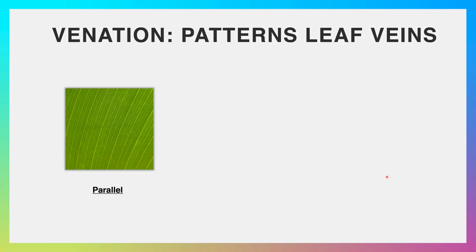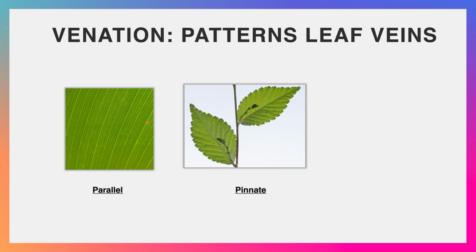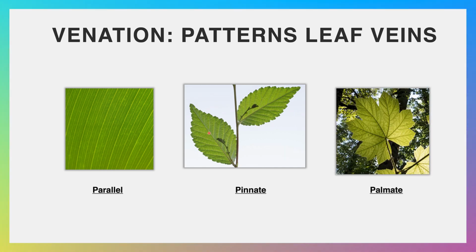So this is a parallel arrangement, and you can see that these veins are running beside each other in a parallel way. This is the pinnate pattern, where you have the central midrib and then branching veins that come off the midrib. And then this is the palmate, where you have several large veins that come out from a single point where the petiole attaches to the blade, and then from there they branch out.